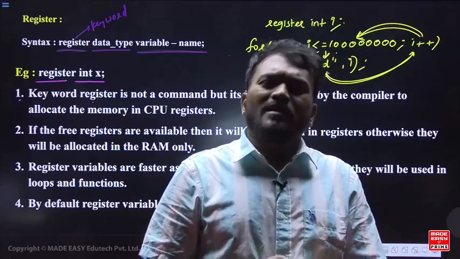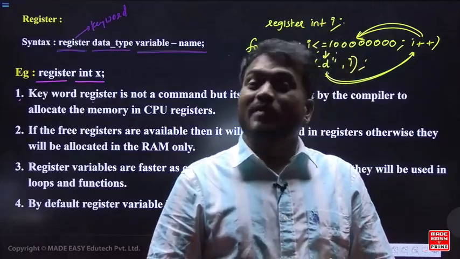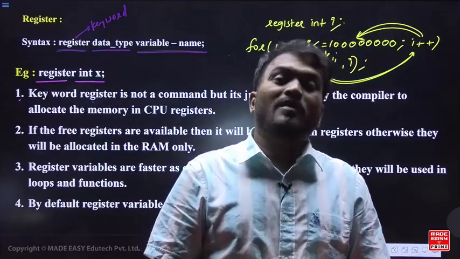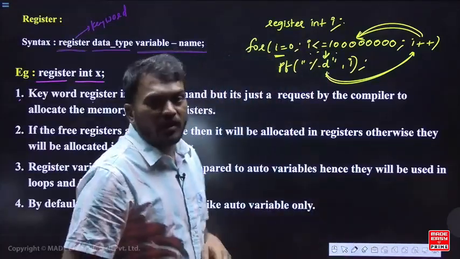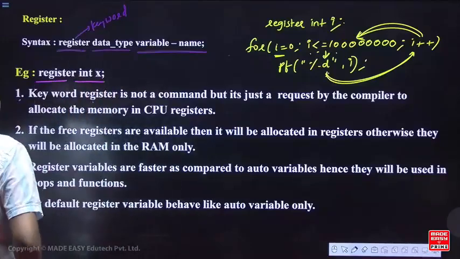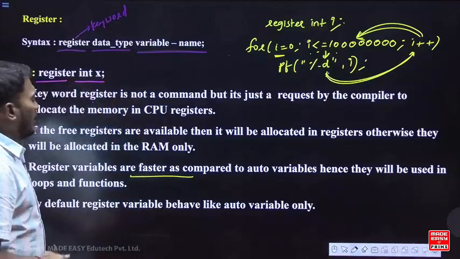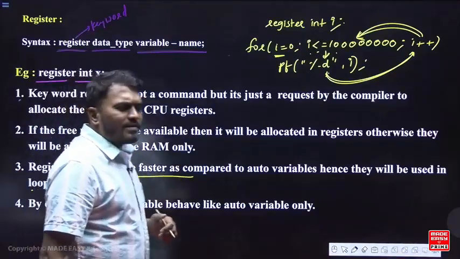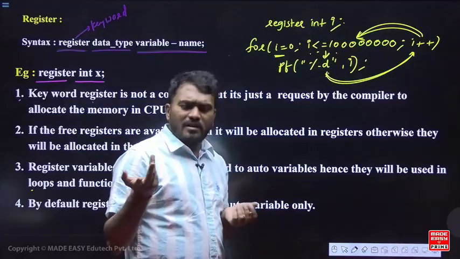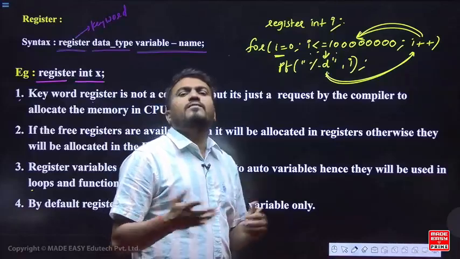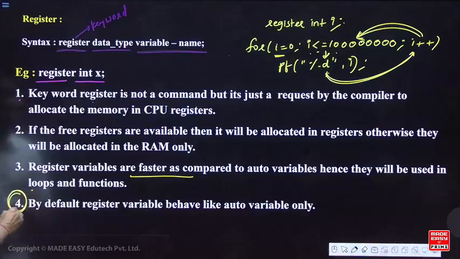Otherwise, if you are writing a normal program, maybe 10 lines, 20 lines or even 100 lines, you don't see any difference in the speed. If you write a very big program which has 10,000 lines of code or 1 lakh lines of code in C language, then you can find a difference. That is the reason register variables, being faster compared to auto variables, are used in loops and functions. In functions also, when you are passing parameters to a function, in the formal parameters you can use register variables because execution will be faster. And the next, what is the fourth point here, this is important.